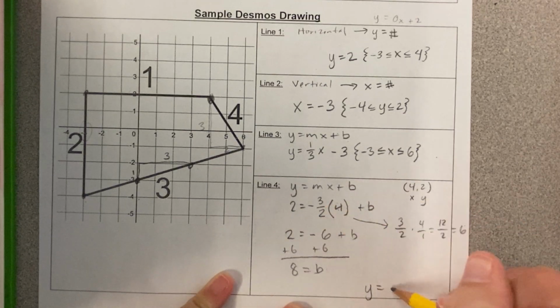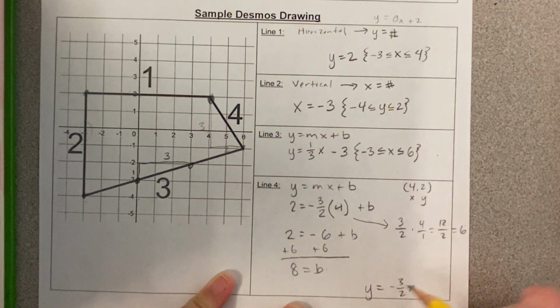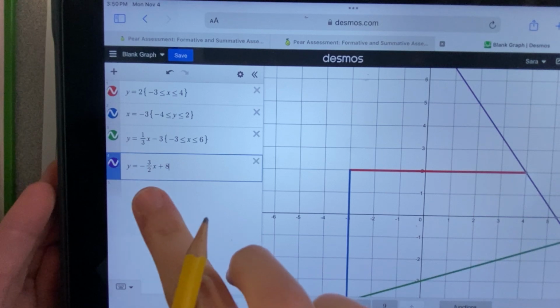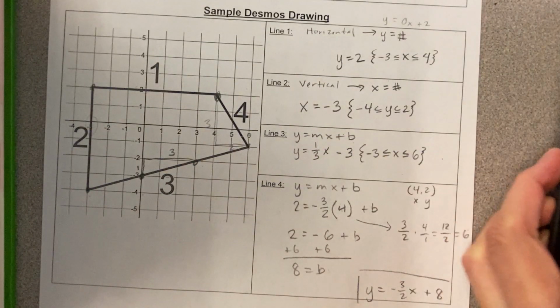So I had my slope. I pulled my slope off the graph, reading it using rise over run. And then over here, I found my y-intercept using some math. So now I have my equation. And it's the same equation that I kind of guessed on a little bit. Okay, and that's fine. You could do either way.